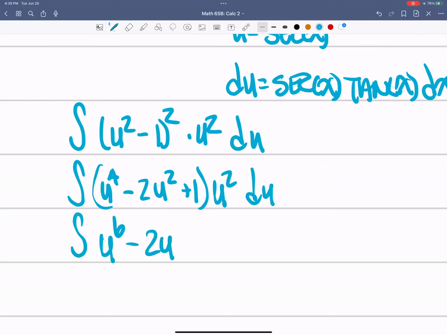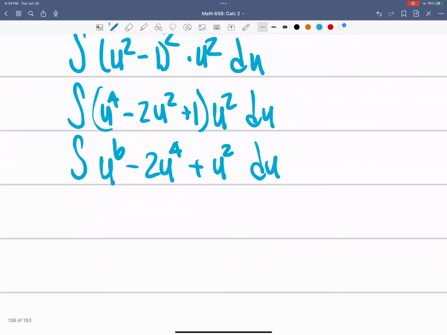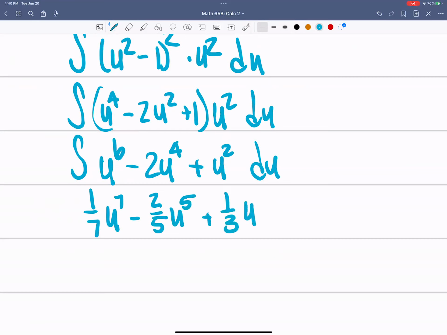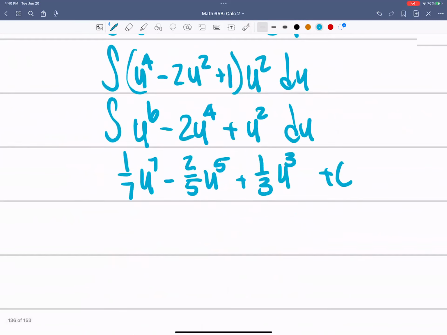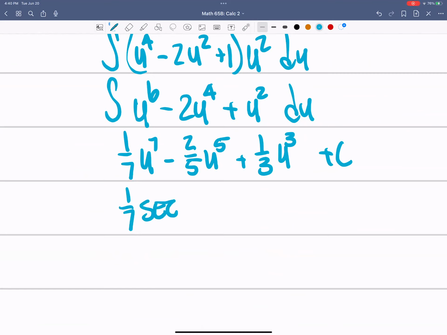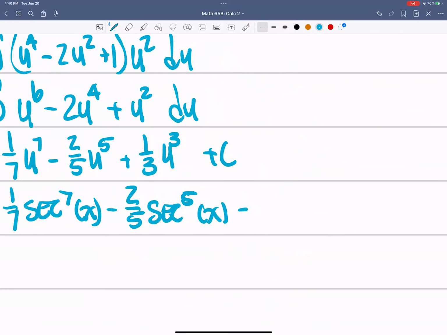u^6 minus 2u^4 plus u^2 du. And now it's time to integrate. 1/7 u to the power 7 minus 2/5 u to the power 5 plus 1/3 u cubed plus C. And u was secant x, so 1/7 secant^7 x minus 2/5 secant^5 x plus 1/3 secant^3 x plus C.